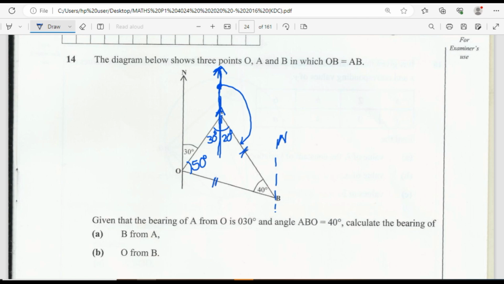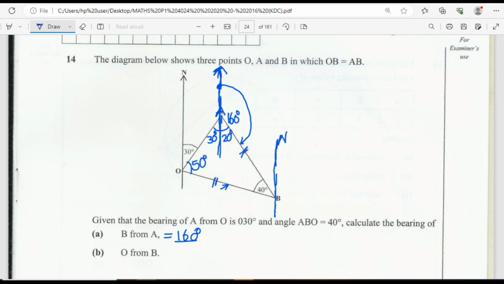So what angle is this one? This should be 170, no, since a straight line adds up to 180, 180 minus 20, we have 160. So that is the angle here. Then O from B. This vertical line becomes our B, then this one becomes our O.